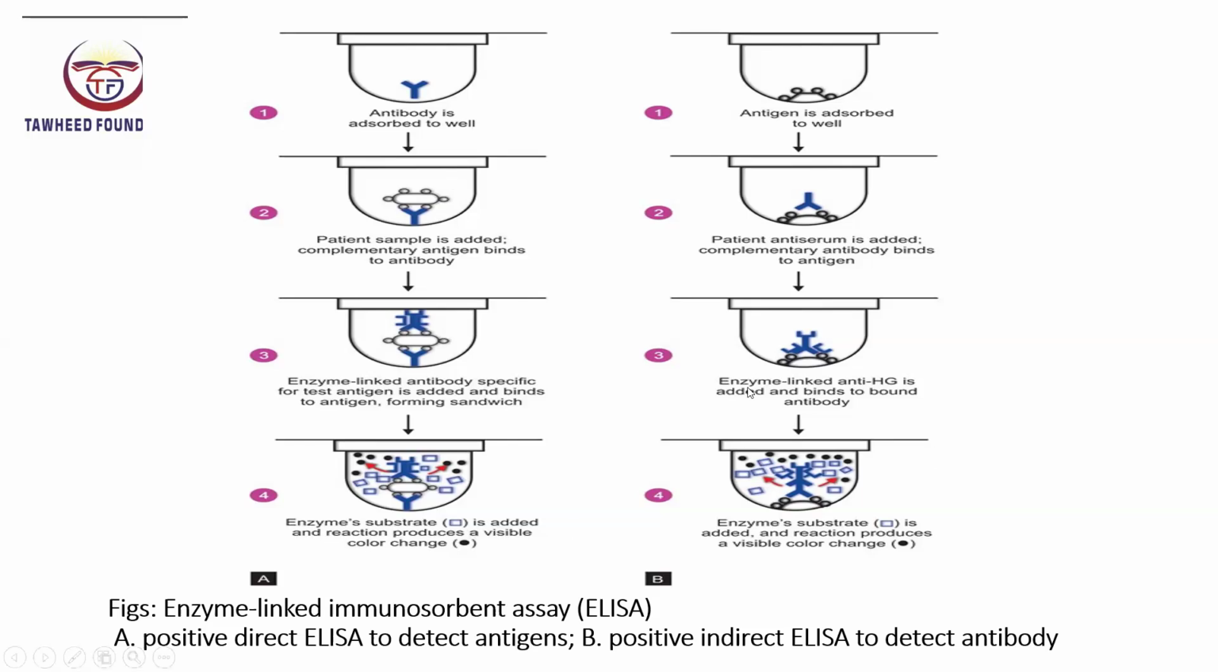In figure B, that is indirect ELISA, the well is coated with a known antigen and the patient's serum is added. If specific antibodies are present, they bind to the antigen. Next, an enzyme labeled anti-human immunoglobulin, that is secondary antibody, is added which binds to the patient's antibody. Upon addition of substrate, a color reaction develops. This method is used for detection of antibodies in diseases such as HIV or hepatitis B.